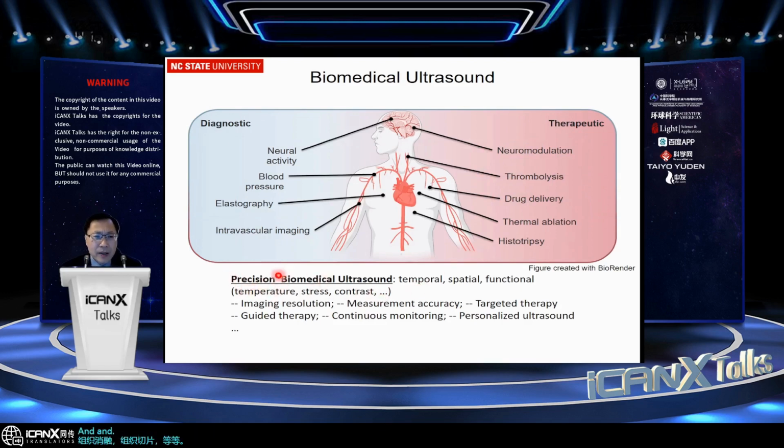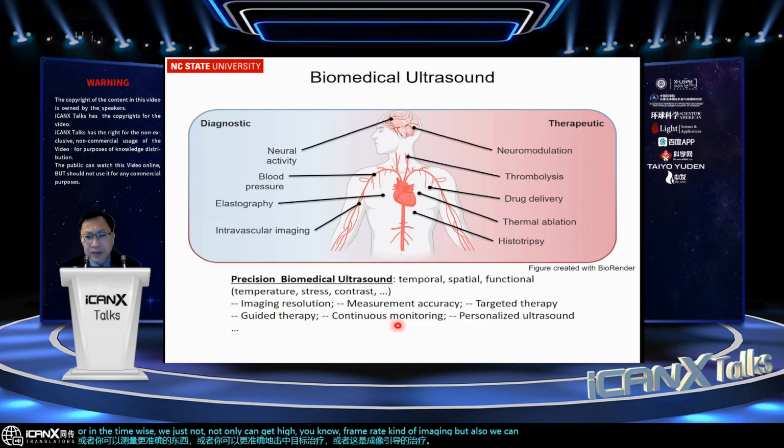And with what we are talking about today, precision biomedical ultrasound, what I mean is that in temporal, spatial, or functional terms, it can get to the next level in terms of imaging resolution, or you can measure something more accurately, or hit the therapy target more accurately, as in imaging-guided therapy. In time, we can not only get high frame rate imaging, but also offer continuous monitoring using ultrasound.